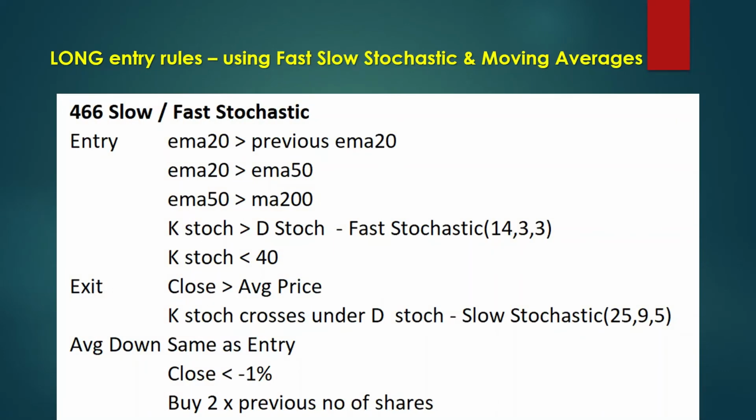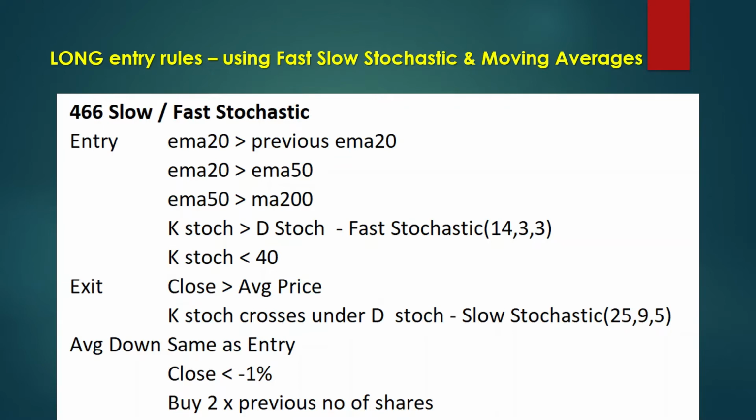Here are the trading rules for the fast and slow stochastic with triple moving average, and I've applied this to a daily chart. We enter both the first trade and the average downing trades when the exponential moving average 20 is greater than the previous EMA 20, and when the exponential moving average 20 is greater than the exponential moving average 50, and the exponential moving average 50 is greater than the moving average 200.